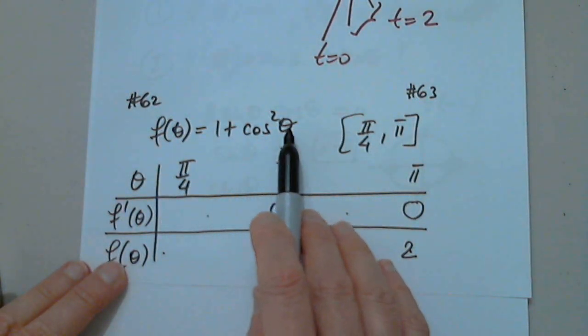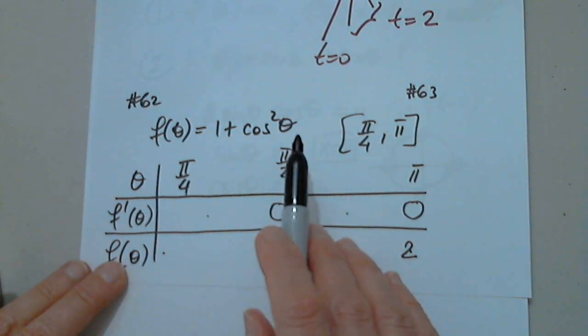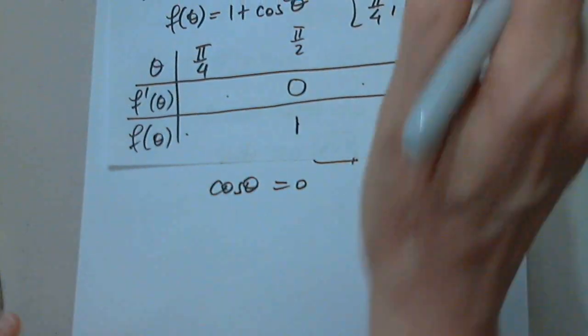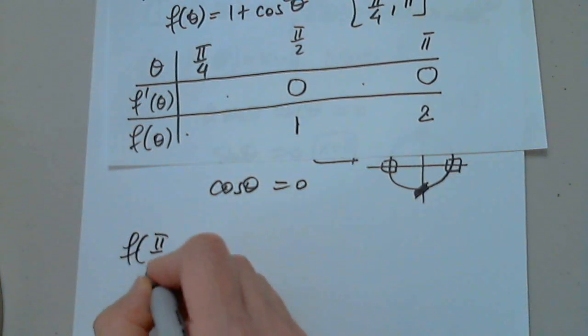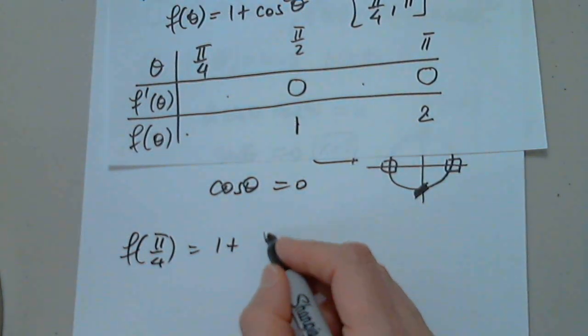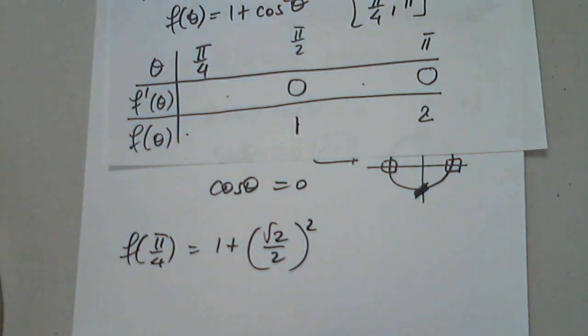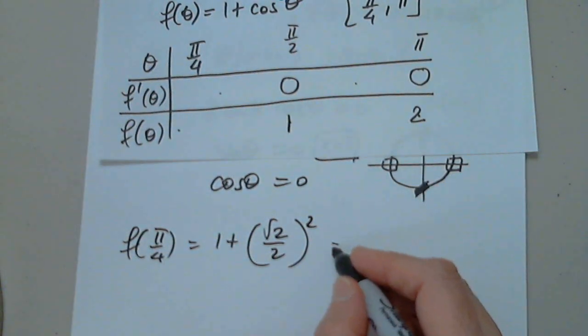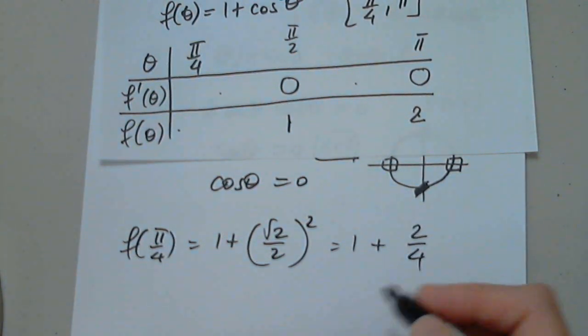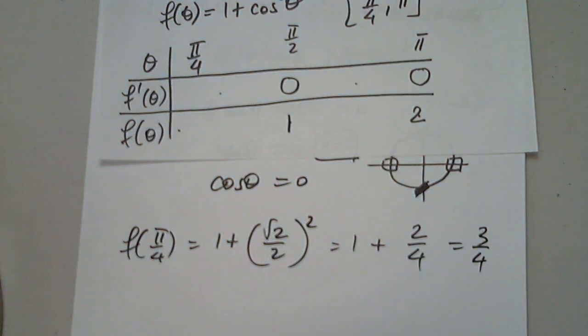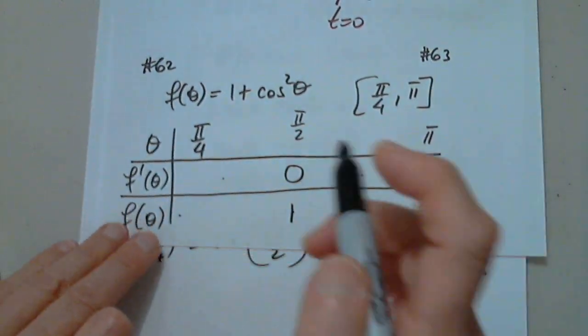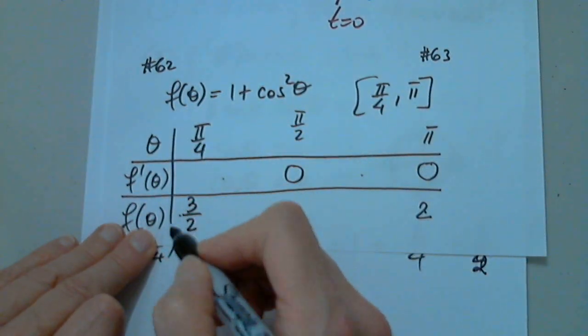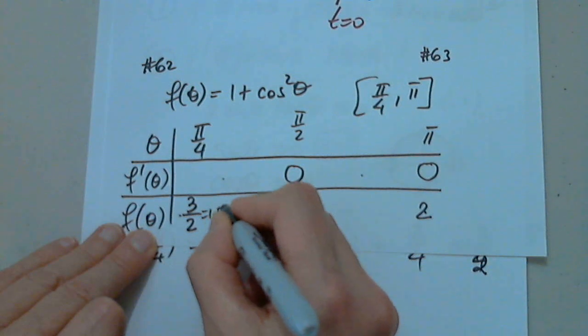And this one, cosine pi over 4, is the square root of 2 over 2. Let me write it here for you. So f of pi over 4 equals 1 plus the square root of 2 over 2, everything squared. That's easy as well. So this is 1 plus 2 over 4, or 1/2. So this is 3/4. 1 plus 1/2. 1 plus 1/2 is 3/2. Don't trust my numbers today. Okay, so we have here 3/2. Oh, I can write 1.5.